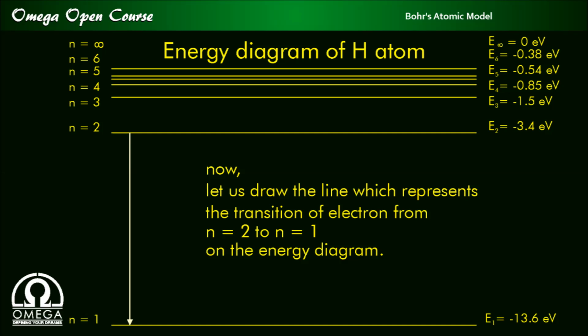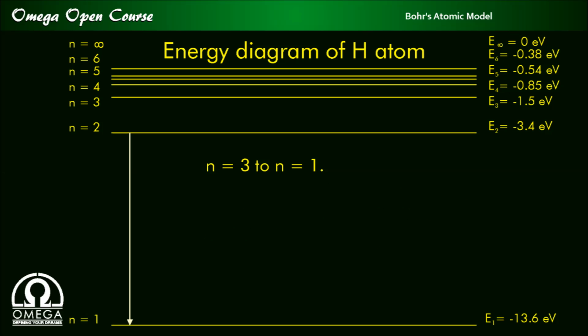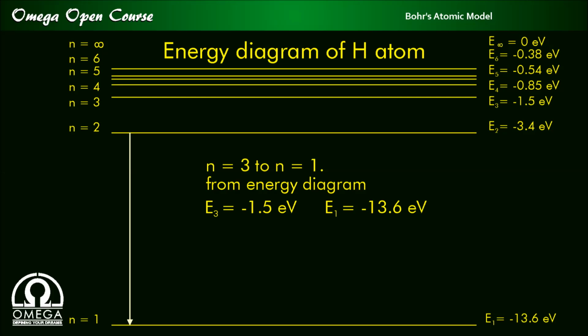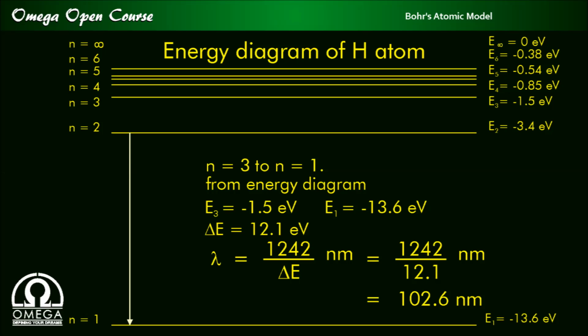For the transition from n is equal to 3 to n is equal to 1, let us find the energy of both the orbits from our energy diagram. We can see that E3, that is the energy of the third orbit, is equal to minus 1.5 electron volts, and E1, that is the energy of the first orbit, is equal to minus 13.6 electron volts. And thus the value of delta E is equal to 12.1 electron volts. Therefore lambda is equal to 1242 by delta E, which is 1242 by 12.1, which is equal to 102.6 nanometers. And the line corresponding to the given transition is as shown.